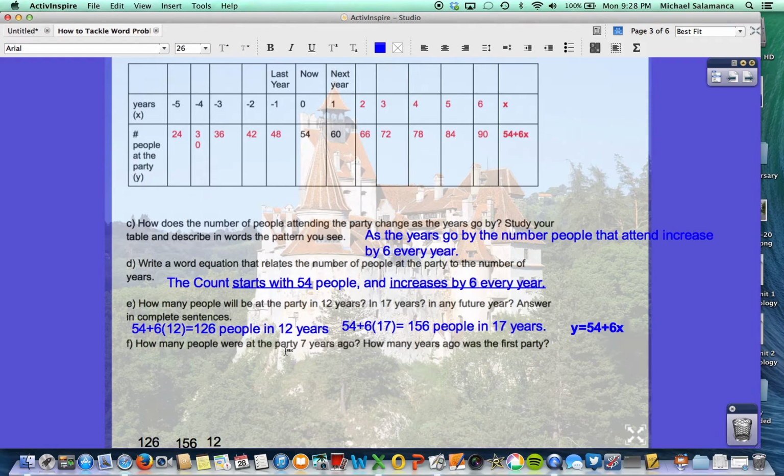That says how many people were at the party 7 years ago. So using our newfound rule, we have y equals 54 plus 6x. Again, we started with 54 and we're going to add 6 times the number of years. Now, since they're talking about 7 years ago, that's 7 years back from what we started looking at. That gives us y equals 12 people.